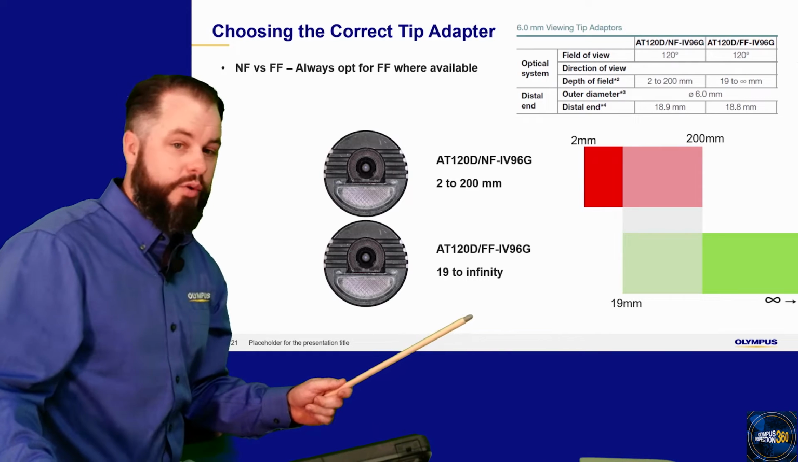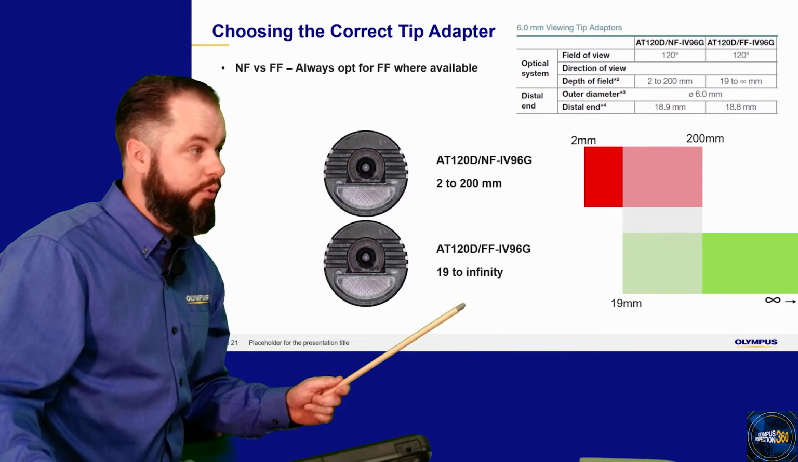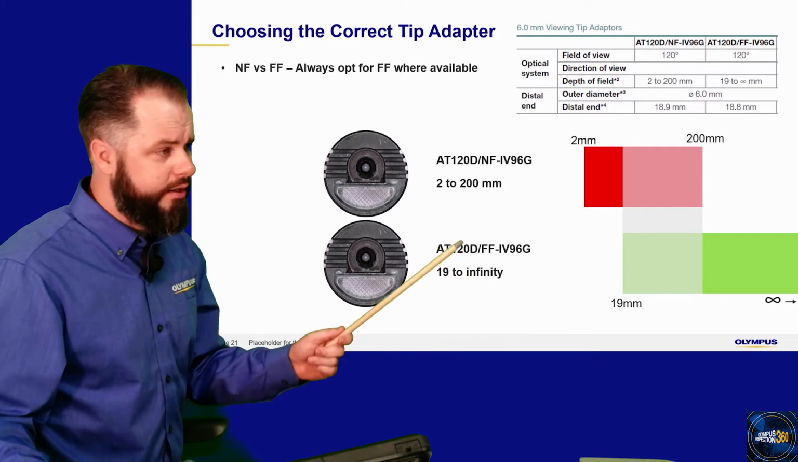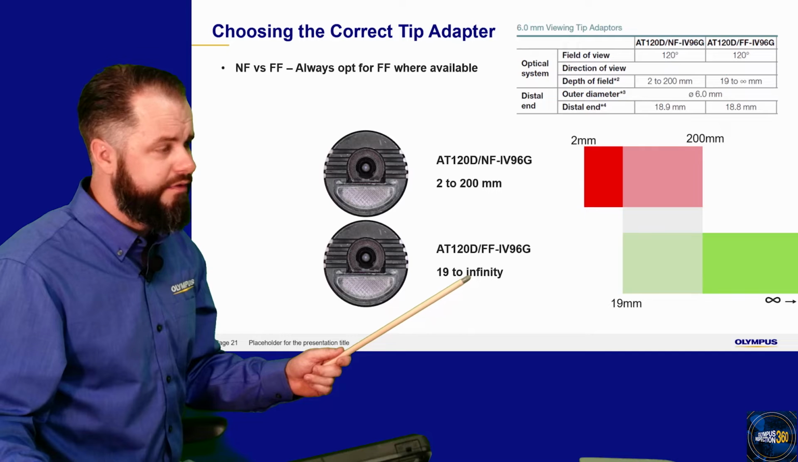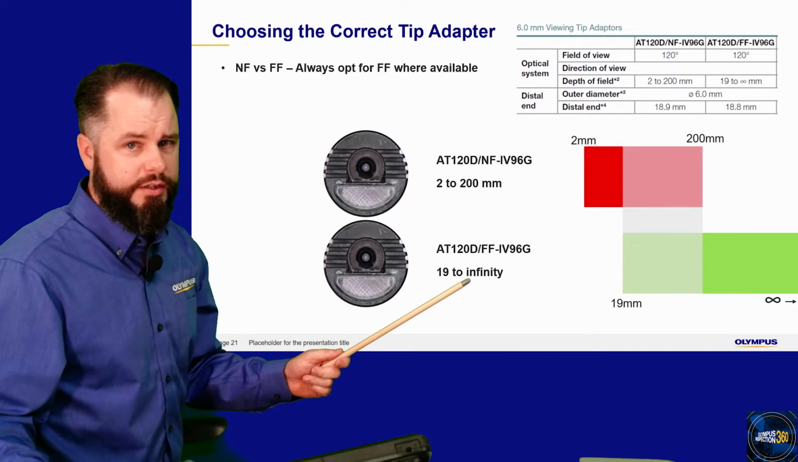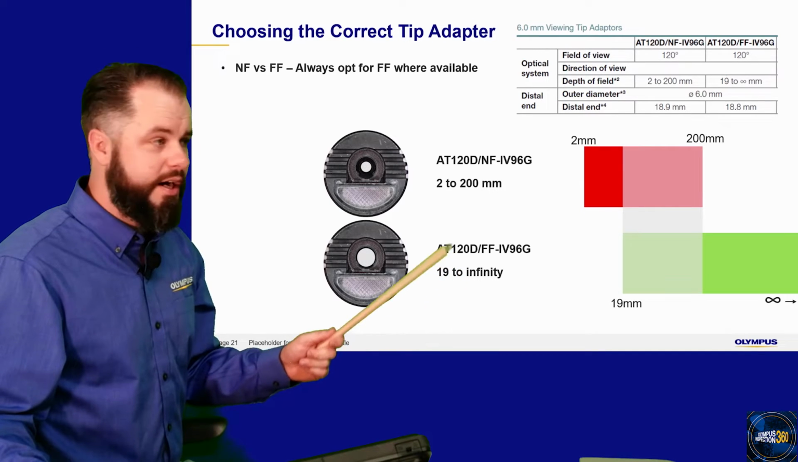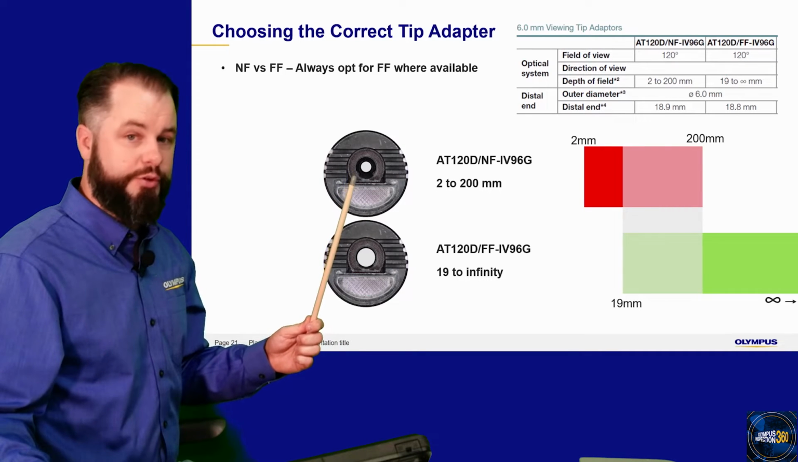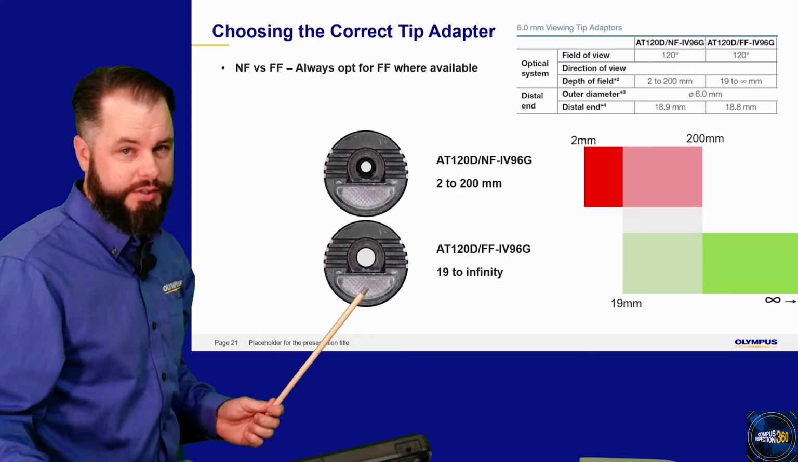The reason for that is quite simply it is going to be a much brighter tip adapter because of the way the lensing and the focal effect is created in the lensing. The way that is done is essentially the near focus tip adapter has a much smaller aperture than does the far focus tip adapter.